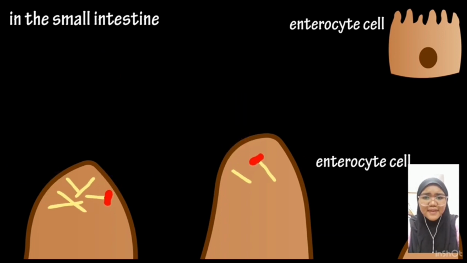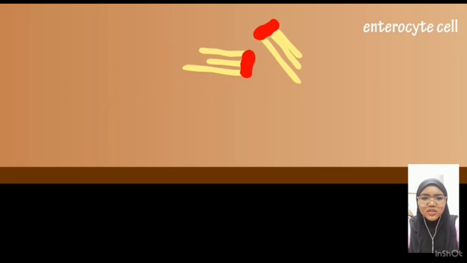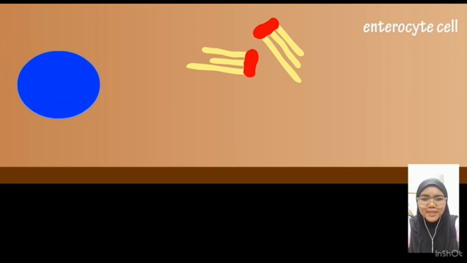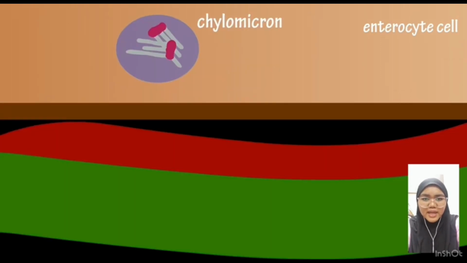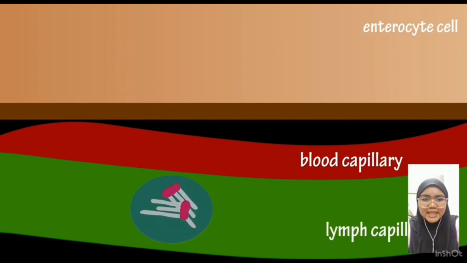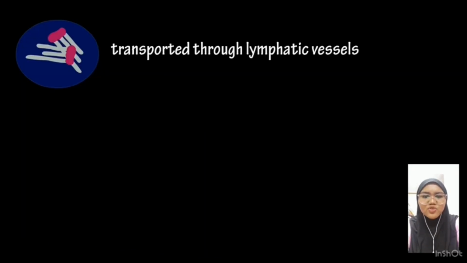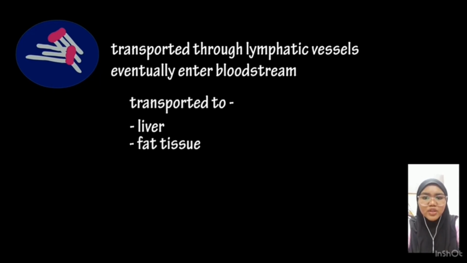enterocyte cells. The fatty acid reattach with the monoglycerides to form triglyceride. Triglyceride, along with other lipids, wrap around protein to form lipoprotein called chylomicron. The chylomicron is too light to enter the blood capillary wall, so they enter the lacteal, which are lymph capillaries. The chylomicron are transported through lymphatic vessels and enter the blood, where they deliver to the liver, fat tissue, muscle tissue, and other tissue as well, where they can be stored or used by the cells.